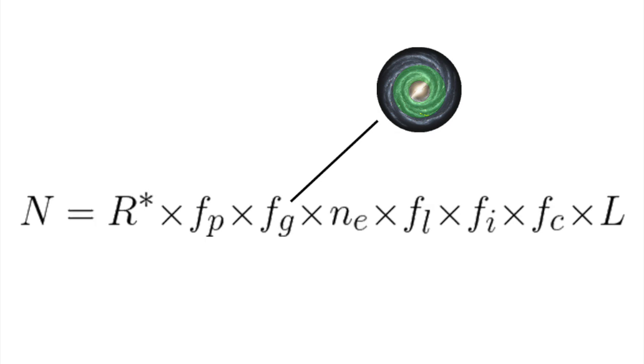We will call this new factor f sub g, the fraction of planetary systems which are in a suitable position in the galaxy for life to exist. Note that while current scientific evidence points towards the existence of a galactic habitable zone somewhere in the galaxy, if it is possible for complex life to exist anywhere in the galaxy, then it still works. Just assign f sub g the value of 1.